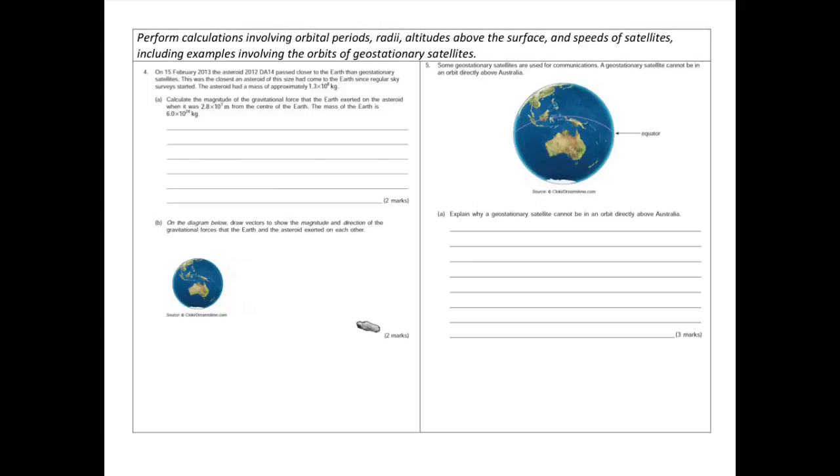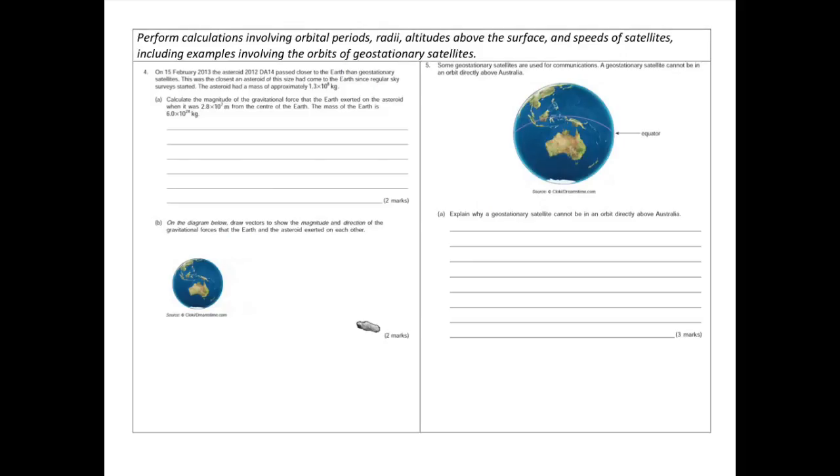So the final intended student learning for this subtopic was: perform calculations involving orbital periods, radii, altitudes above the surface, and speeds of satellites, including examples involving orbits of geostationary satellites. I've covered most of the equations and a couple of little examples along the way, but I just wanted to focus here on one previous exam question related to this.